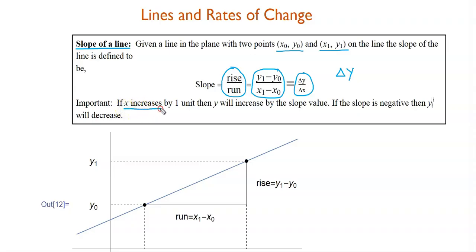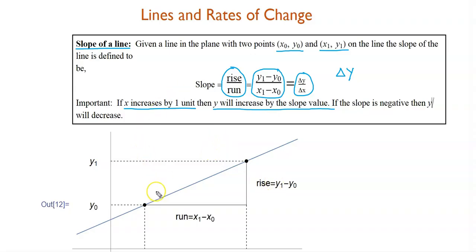increasing an x value by 1 unit. So if we're sitting on the line and we increase x by 1 unit, so we move to the right 1 unit, then the y coordinate will increase by the value of the slope, whatever that number happens to be. And if the slope is negative, then the y value will decrease. It'll actually drop down. Let's take a look at a little graphic here to understand this a little better.